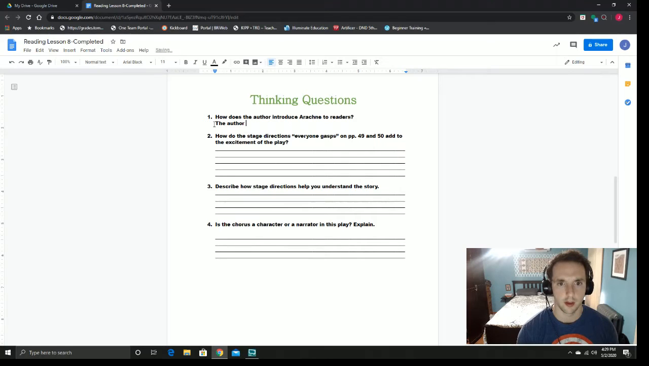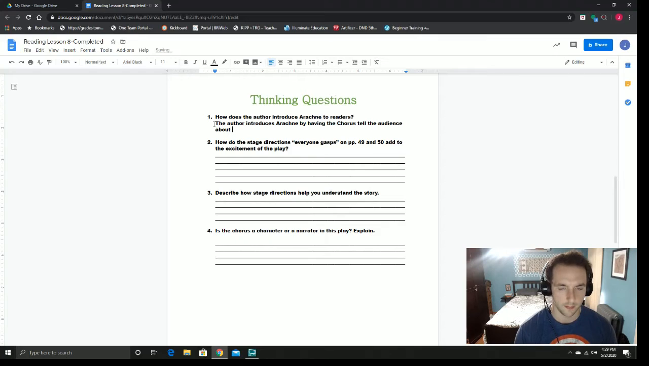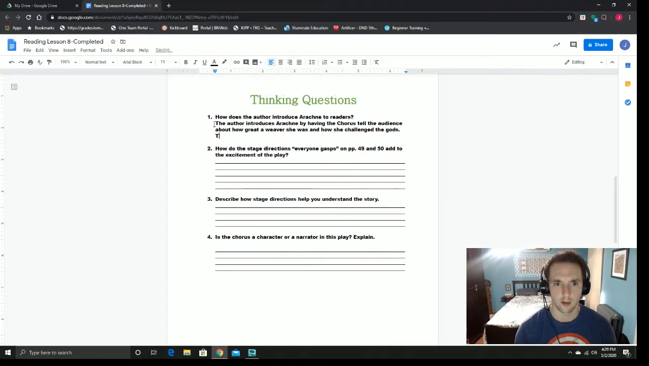The author introduces Arachne by having the chorus tell the audience about how great a weaver she was and how she challenged the gods. The author also has a customer compliment her on how great her weaving is.